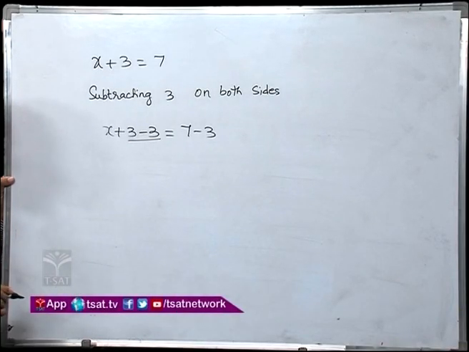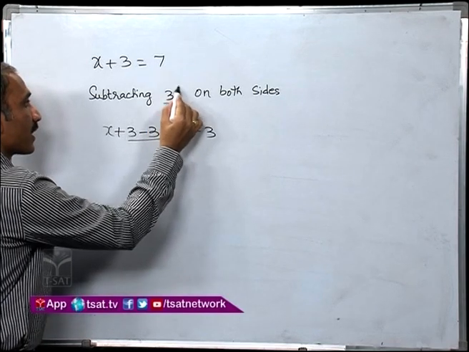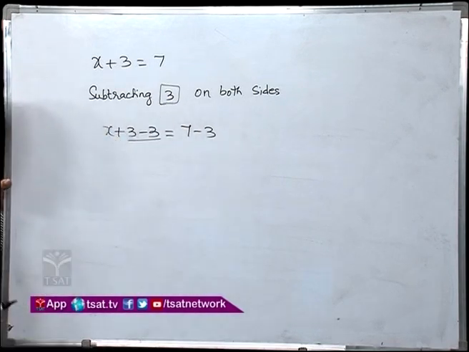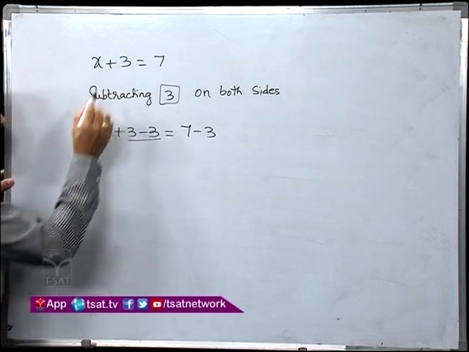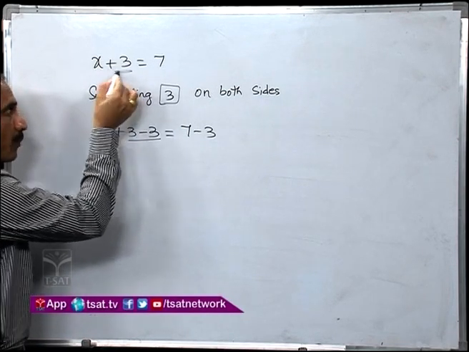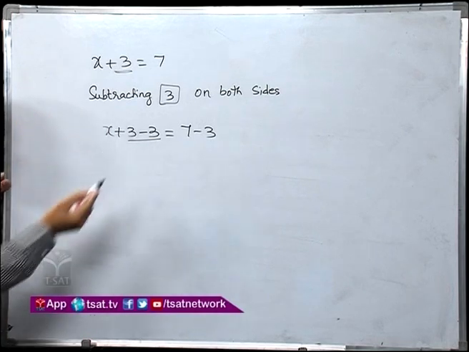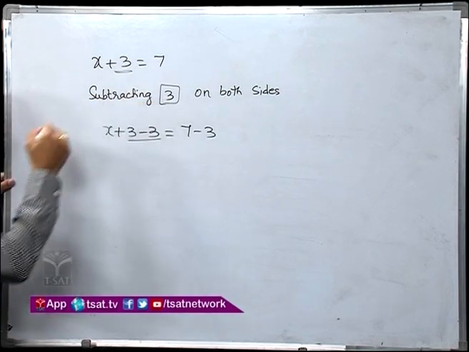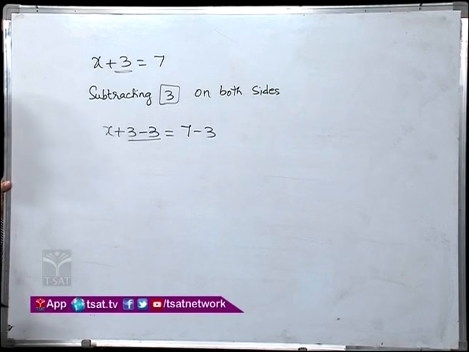Now, what is plus 3 and minus 3? Here you may get one doubt. Why are you subtracting only 3? Why not 5? Because in addition to x, what is the term I have? I have plus 3. So, I want to remove that plus 3. So, I am taking minus 3. Just remember that, it is enough.